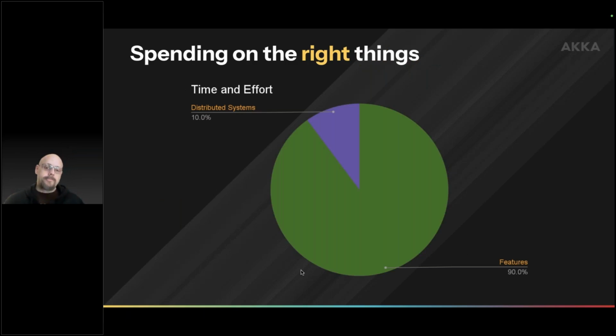And so the inverse of the chart that I showed a minute ago is we want to be able to spend time on the right things. So we want to flip that 90-10 ratio and spend 90% of our time working on features and only 10%, or hopefully less, working on the grunt work of dealing with distributed systems.